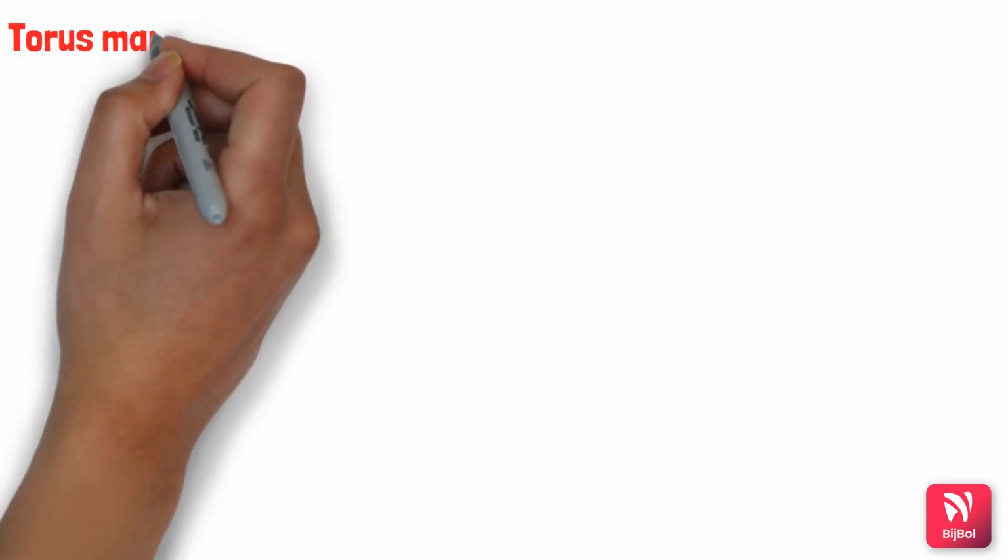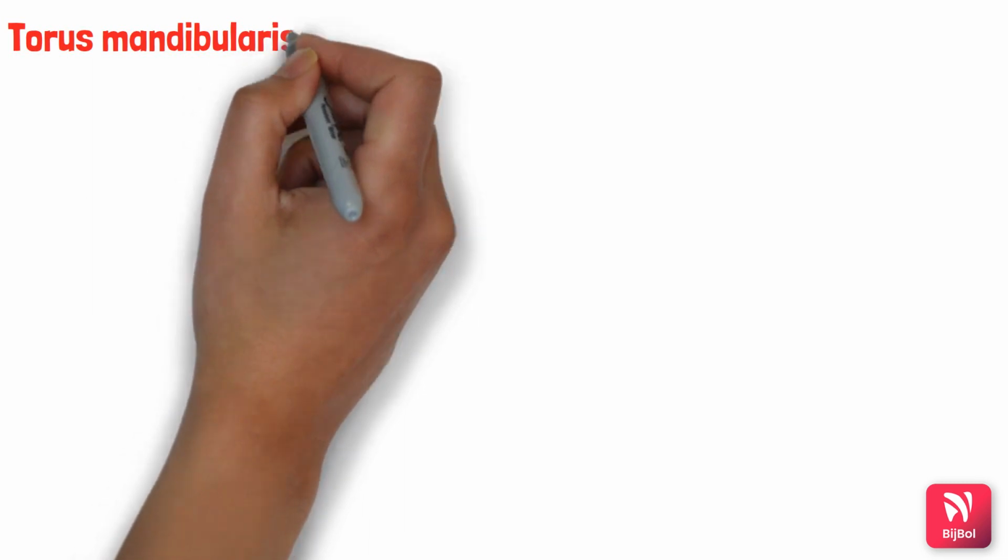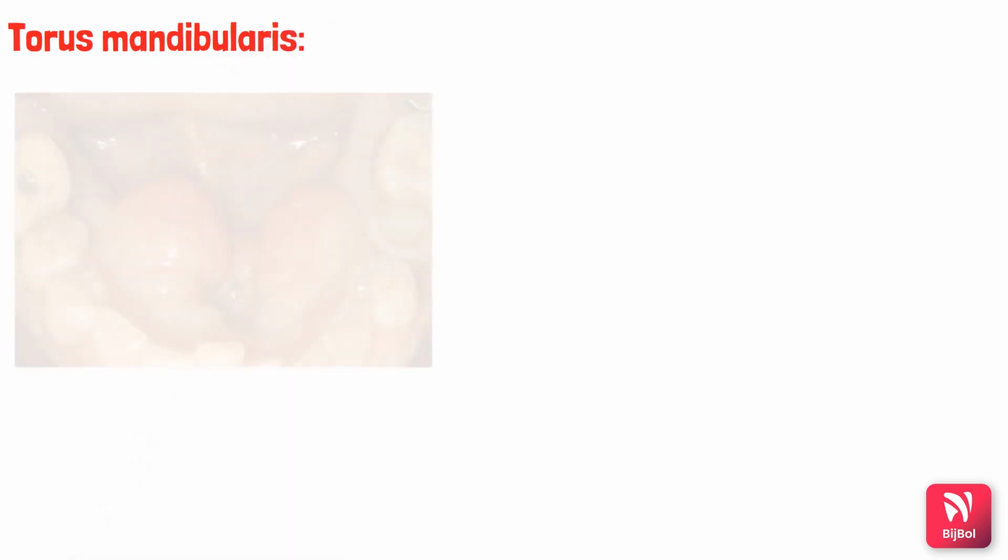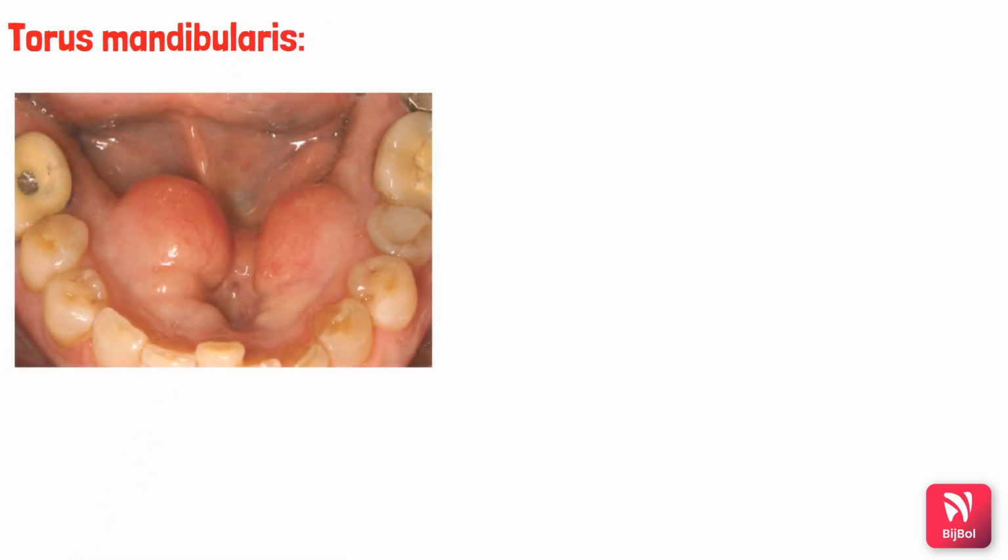Next, as we have discussed torus palatinus, next is torus mandibularis. So actually this is an exostosis or outgrowth of bone which is seen on the lingual surface of the mandible, as you can see in the picture.